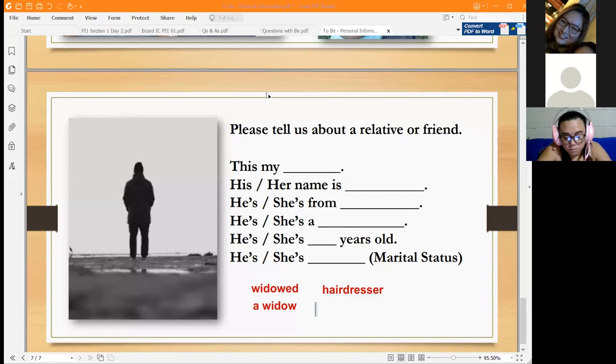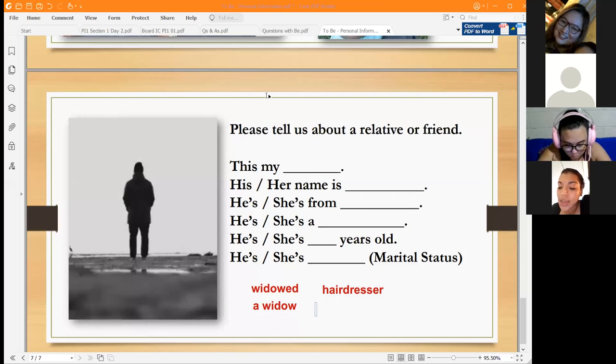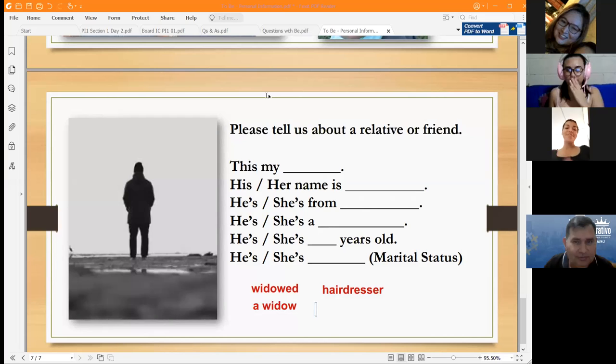Stephanie, right? Stephanie Villafuerte. Okay. This is my mom. Her name is Claudia. She's from Sonsonate. She's a secretary. She's 47 years old. She's married. Excellent. Thank you very much. Good job. Very good.